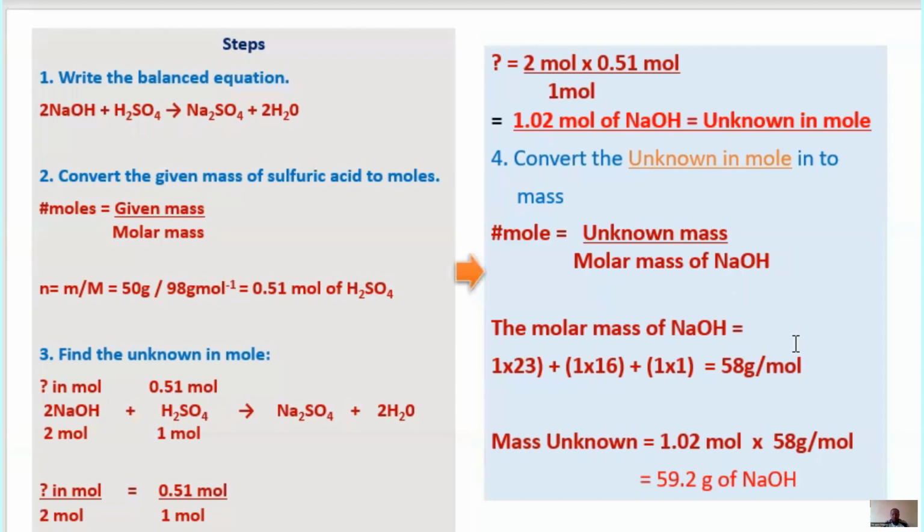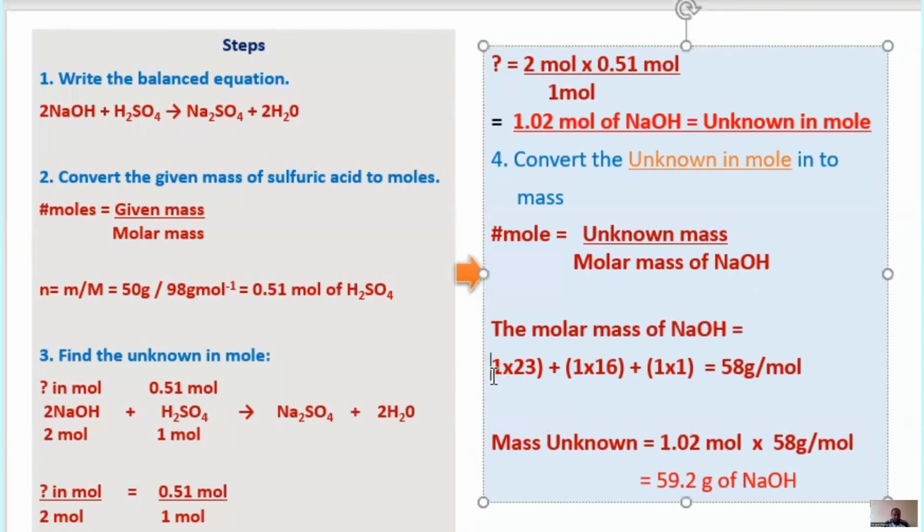The molar mass of sodium hydroxide is: you have 1 sodium atom multiplied by 23. 23 is the atomic mass of sodium, and you can find it from the periodic table. Plus 1 atom of oxygen multiplied by 16, plus 1 multiplied by 1, because we have 1 hydrogen atom in sodium hydroxide. This will produce 40 grams per mole as the molar mass of sodium hydroxide.